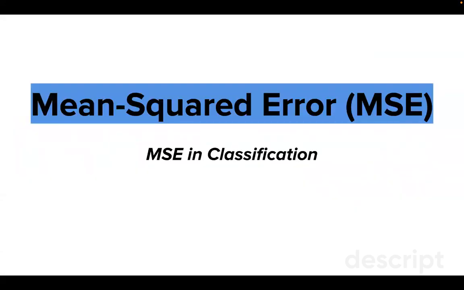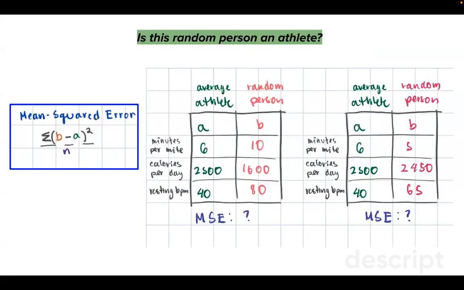Let's look at some examples of mean squared error in AI. First, let's look at classification. Classification is when we group an unknown object in a certain class. For example, we can use mean squared error to calculate if a random person is an athlete given certain characteristics. In this example, we first gathered information about an average athlete, seen over here, such as minutes per mile, calories per day, and resting BPM. We can compare these with random people, like this one and this person here, to determine whether or not they are an athlete. This is where mean squared error comes in.